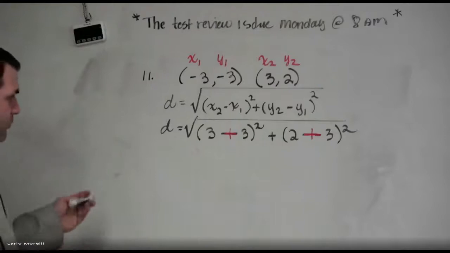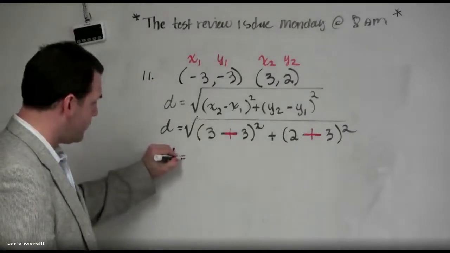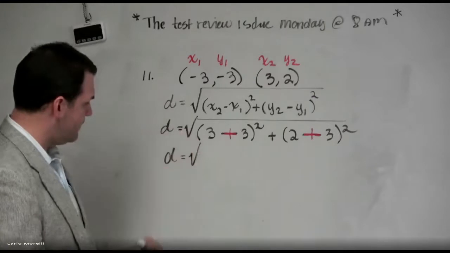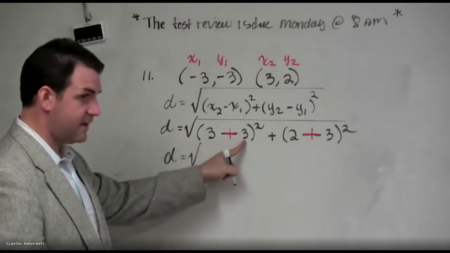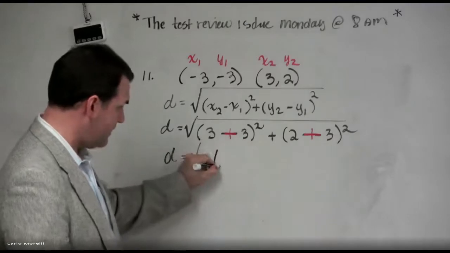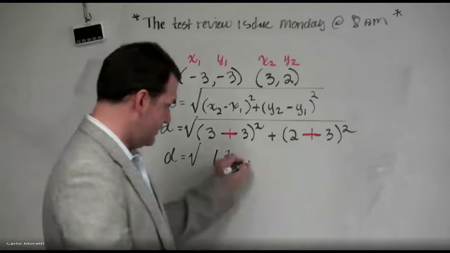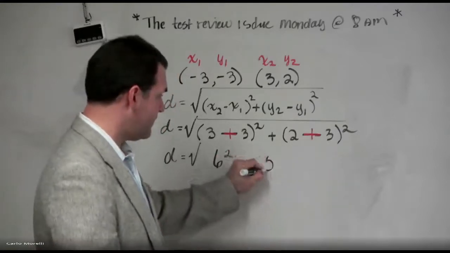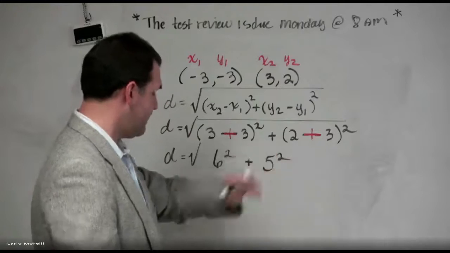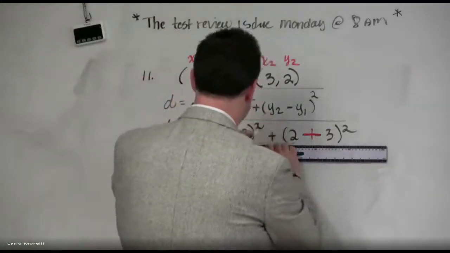Okay, so now we're just going to continue with arithmetic here. D equals open root here. And now 3 plus 3 is 6. So right, you can drop the parentheses and just write 6 squared. Plus 2 plus 3 is 5. So we can drop the parentheses and just put 5 squared. Now, let's go ahead and put this root bar on top.